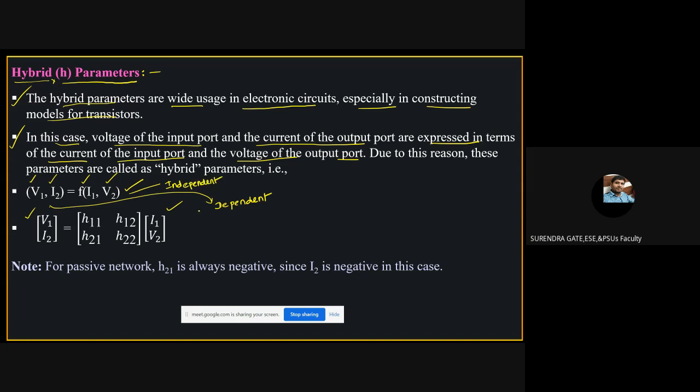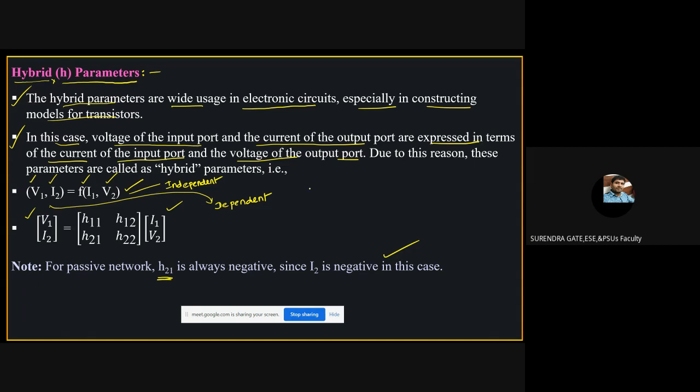But a point to remember: for a passive network, H21 is always negative since I2 is negative in this case. How this I2 is negative, I already discussed. During short circuit, the current direction will change. That's why I2 is negative. Here, I'm not considering any negative sign, and that's the reason why automatically we get H21 is always negative.